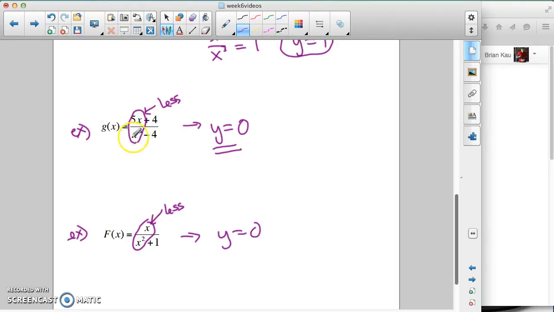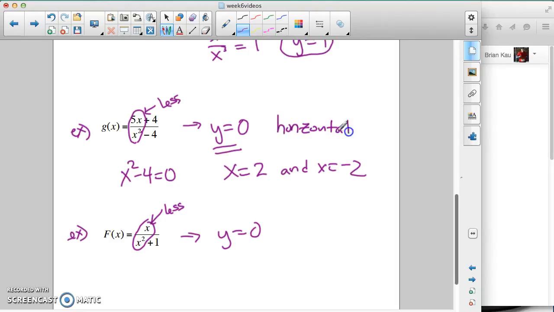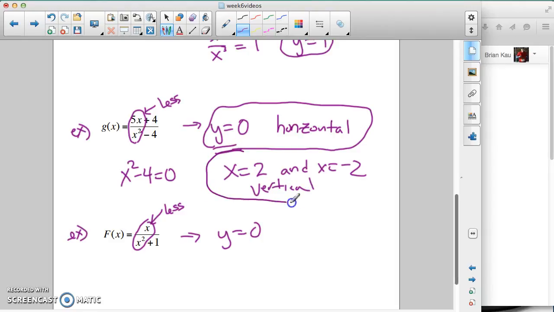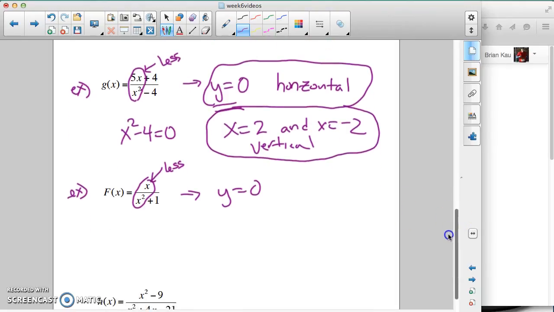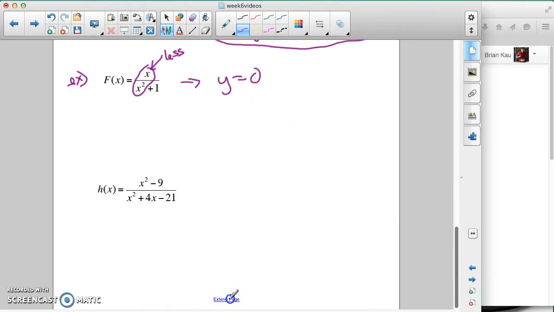And before, remember before we had x squared minus 4 equals 0. So that means we had vertical asymptotes at x equals 2 and x equals negative 2. So this was horizontal right here, and these were vertical. So in graphing this, these are helpful so that we know how that graph looks.